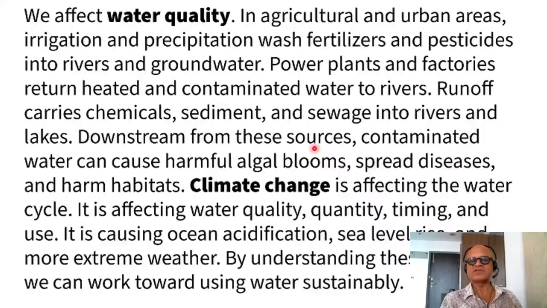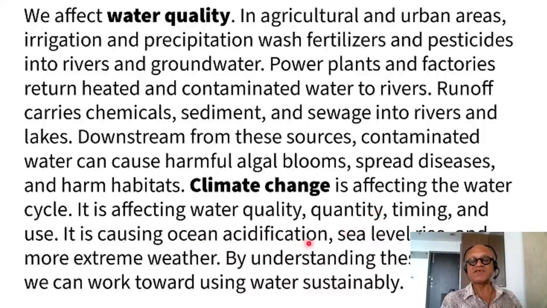Downstream from these sources, contaminated water can cause harmful algal blooms, spread diseases, and harm habitats. Harmful algal blooms are basically algae that grow in the water bodies that are harmful to us or to fish. Climate change is affecting the water cycle, of course. We talk about accelerating hydrologic cycle, extreme events, and of course fueling cyclones, hurricanes, and so on. It's affecting water quality, quantity, timing, and use.